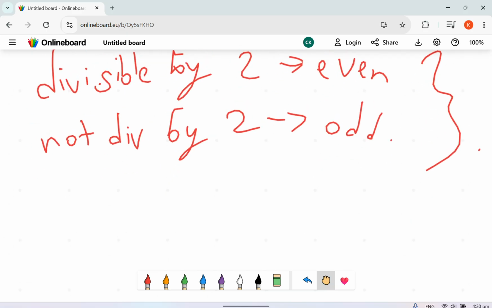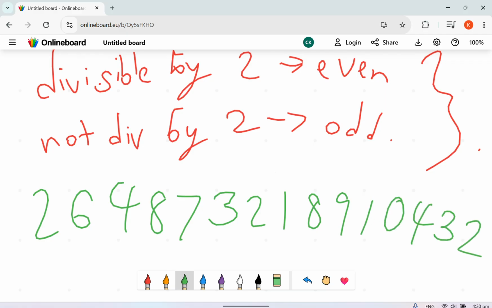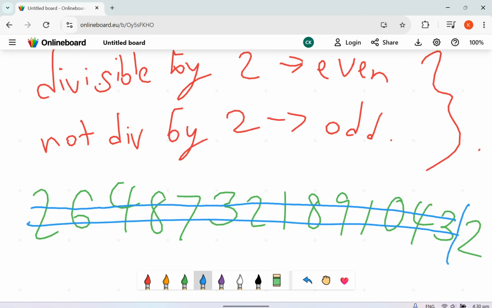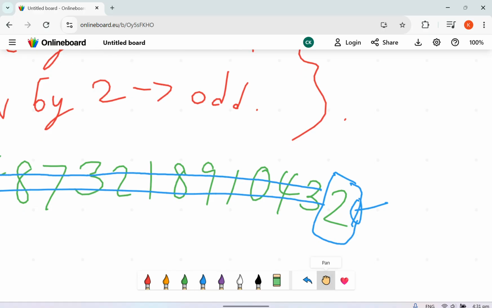Now, believe it or not, if I have a very long number, 2, 6, 4, 8, 7, 3, 2, 1, 8, 9, 1, 0, 4, 3, 2, I can literally ignore all these and just look at the last digit. This last digit will determine whether the number is divisible by 2 or not. If the last digit is divisible by 2, that means this entire number is divisible by 2. If this last digit is not divisible by 2, that means the entire number is not divisible by 2, and I'll explain why later.